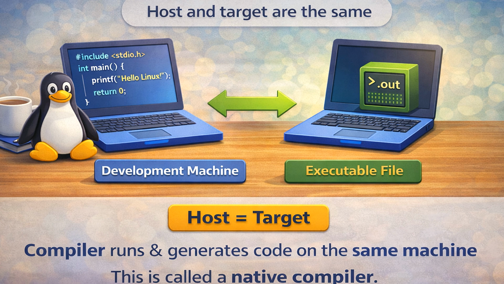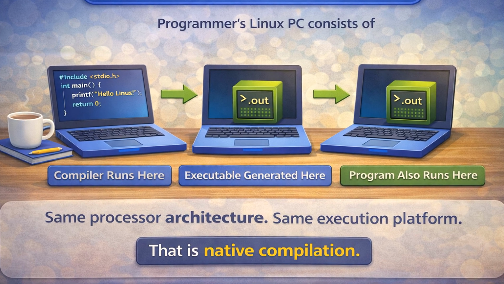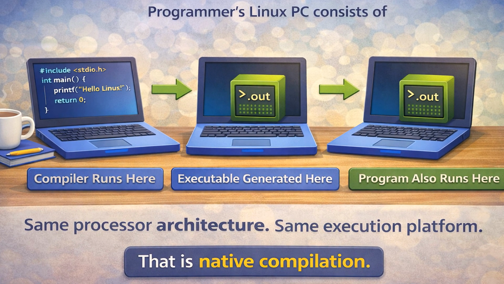Native compiler example. A good example is GCC running on Linux and generating code for Linux x86, or Turbo C in a same system setup. In both cases, development and execution happen in the same environment. Let us imagine the flow of a native compiler. On the programmer's Linux PC, the compiler runs here. The executable is generated here. The program also runs here, in the same system. No change of processor architecture. No change of execution platform. That is native compilation. This is usually easier to understand because the build machine and execution machine are the same.